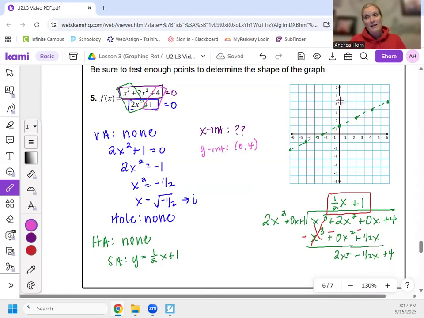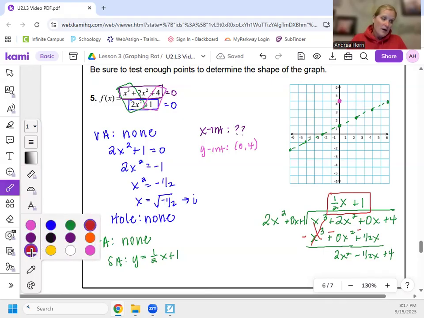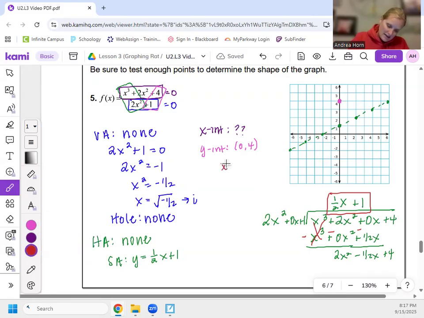At this point, this is when you just kind of investigate, and the only way we have to investigate is to plug in. So I'm just going to start plugging in some numbers. I'm going to go 2 to the left of the point that I know, so I'm going to plug in -2 and -1. And I'm going to go 2 to the right, so 1 and 2.